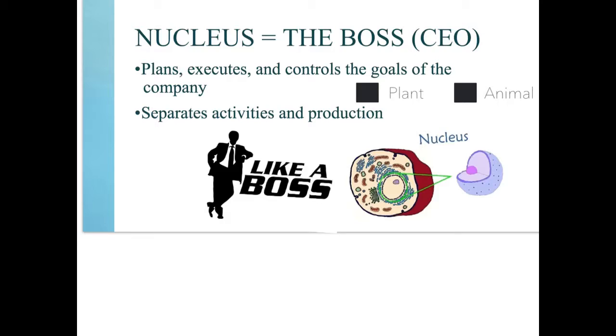The nucleus, well, that's the big boss or CEO. Both plan, execute, and control the goals of the company or the important things that the cell needs to do within the organism. The nucleus, as well as the boss, separate activities and productions. They make sure that each part of the cell is properly functioning, or each part of the factory is functioning. If not, then they solve those problems. The nucleus is also found in both plant and animal cells.